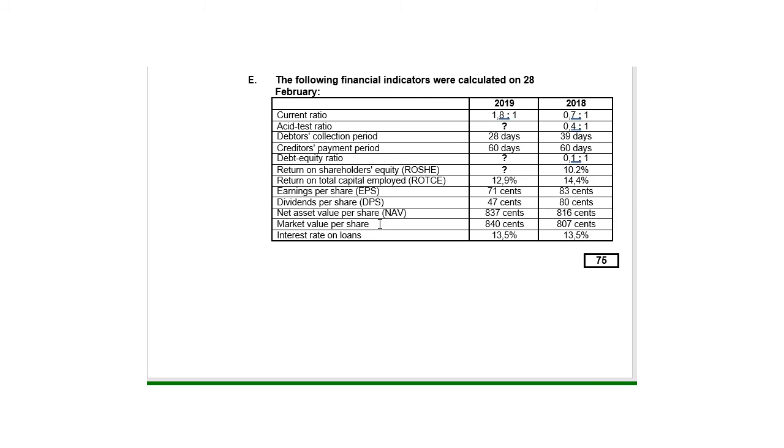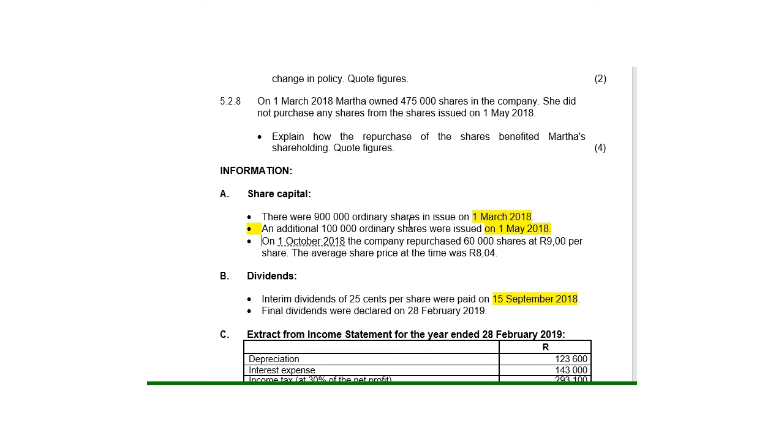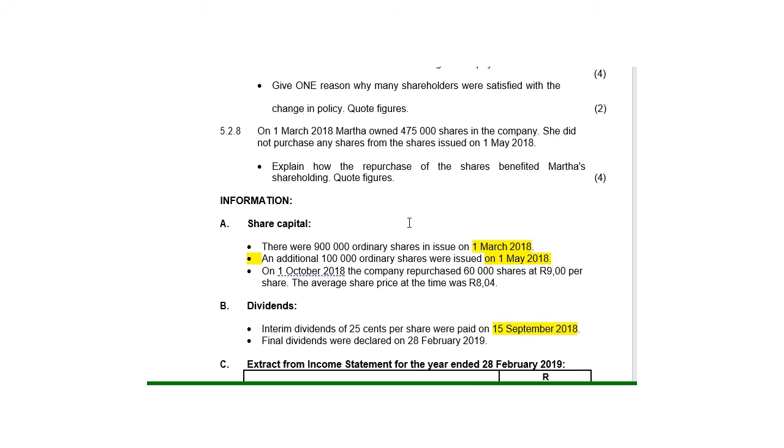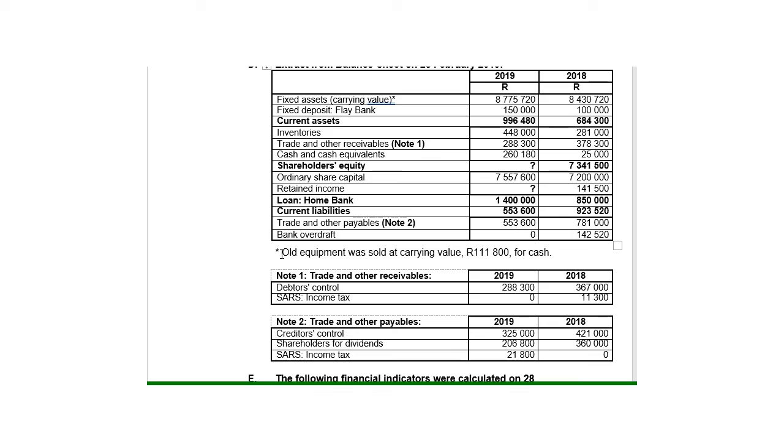So if I go to the information, there should be something to tell me if anything was sold during the year. Let's just see. Okay, there I've got something. Old equipment was sold at carrying value for 111,800. They're telling me the carrying value was that amount, and that was also the selling amount, which means in this specific one there wouldn't be a profit or a loss. We sold it for what it was worth.